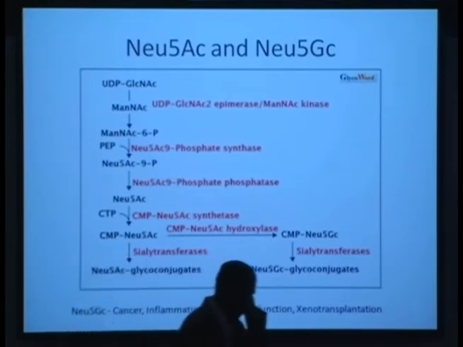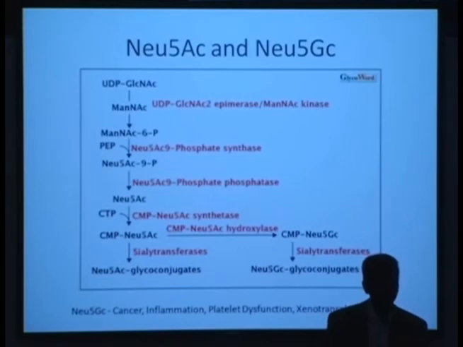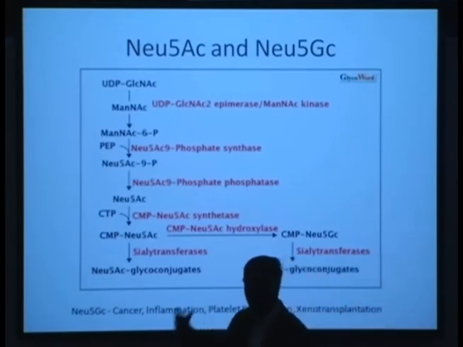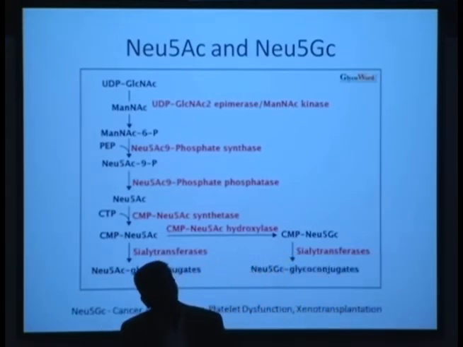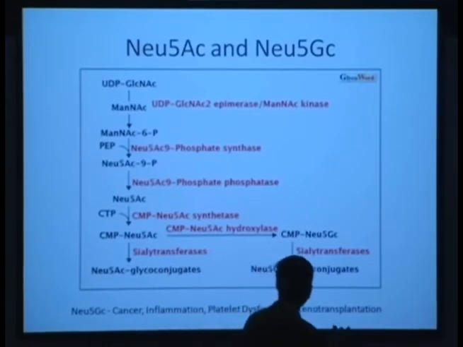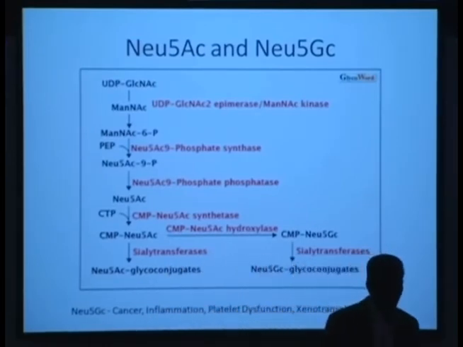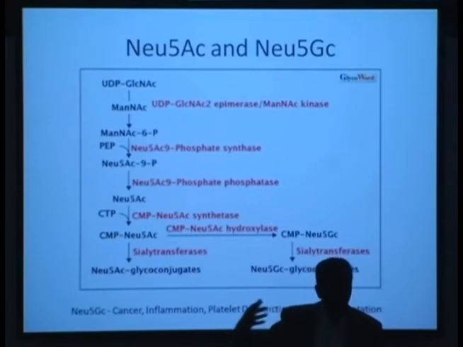There's a group recently in Korea, they also have access to transgenic pig. They've shown that N-glycolyl sialic acid containing glycolipids and glycoproteins dramatically increased when they transplant the pig organs in humans. And so that may trigger the coagulation cascade.